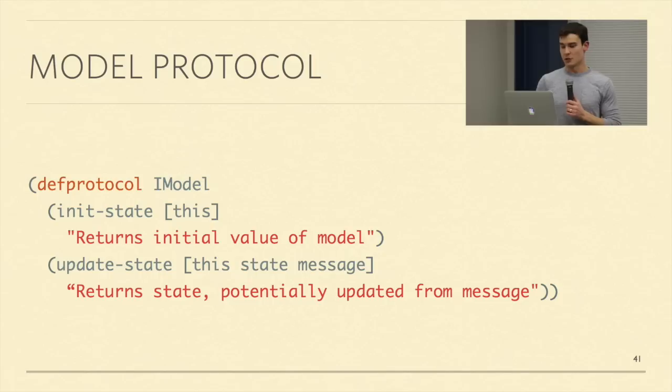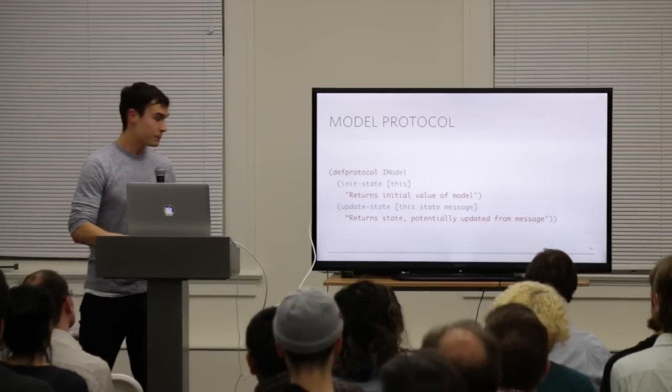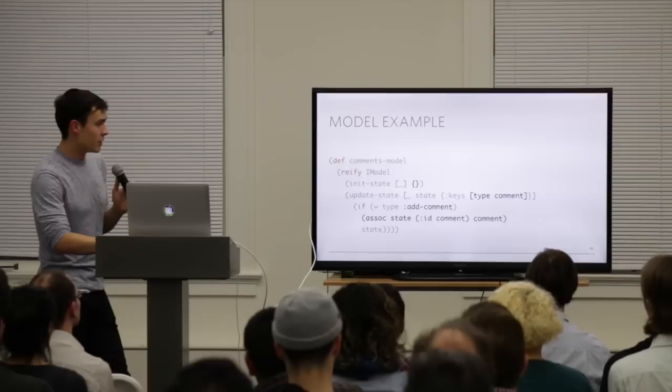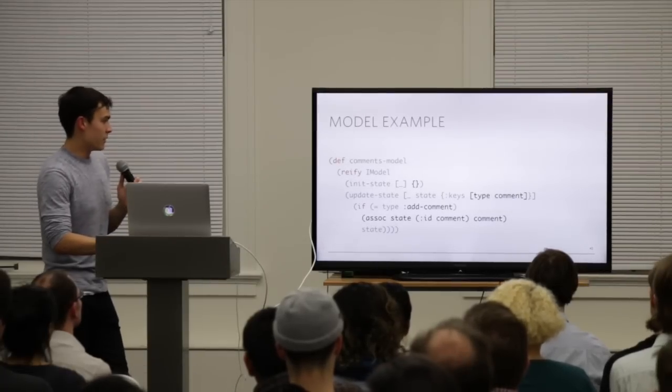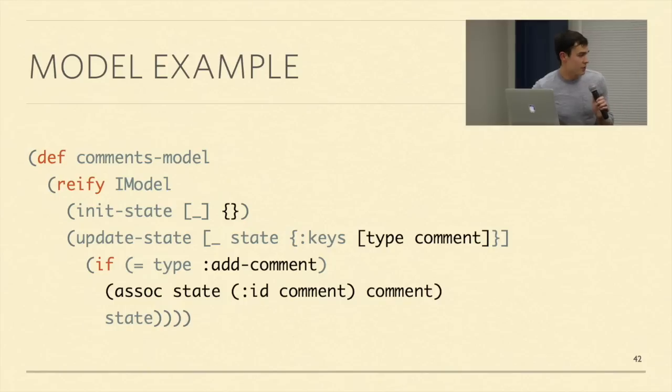The purpose of the update state function is that you are given your current value and some message, and you're expected to return either your state unchanged or your state modified from processing that message. This looks vaguely familiar to using a reduce function, right? So here's a really naive example of a comments model that responds to an add comment message. We have an initial state of just a map. It takes a message. We actually destructure it in the arguments to pull out the type of the message and the comment. We see if that type is add comment, and if it is, then we just add that to our current state.